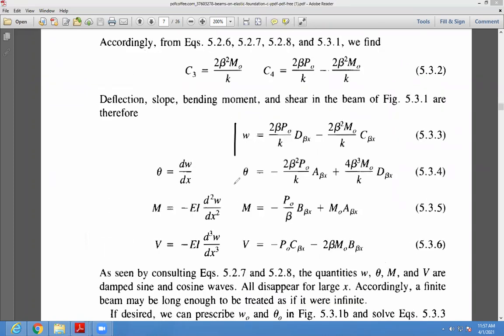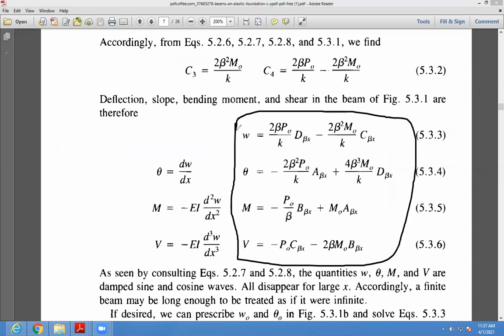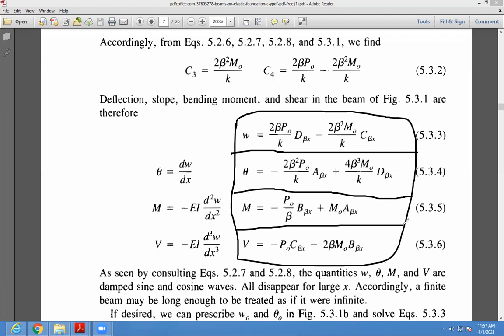Please write down the equations of deflection. You may call it Y, delta or W for deflection. So delta or y or w is equal to 2 beta p naught by k D beta x minus 2 beta square m naught by k C beta x. After you finish, please inform me.